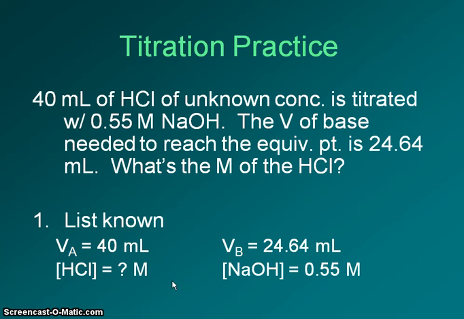So here's a sample problem. This one says we've got 40 milliliters of HCl, so that's the volume of our acid, of unknown concentration, so that's the one we'll be searching for. That is being titrated with 0.55 molar sodium hydroxide, so there's our base concentration. The volume of the base needed to reach the equivalence point is 24.64 milliliters. So there's the volume of our base. We want to find out the molarity of our acid.